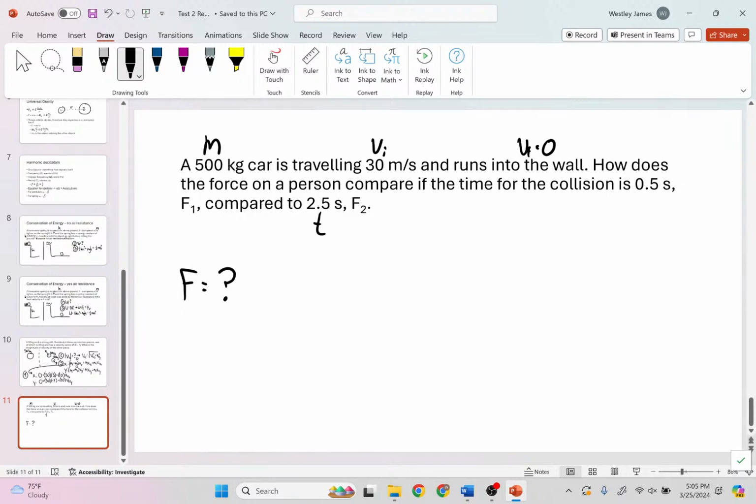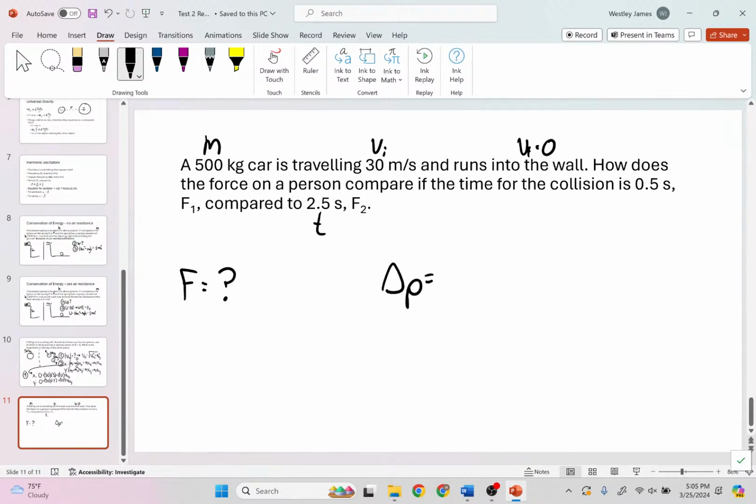So I'll give you all a few moments, see if you can figure out what equation relates these things. What equation relates velocities and mass and time and force? I'll give you a few more moments to think about it. All right, which one is it?